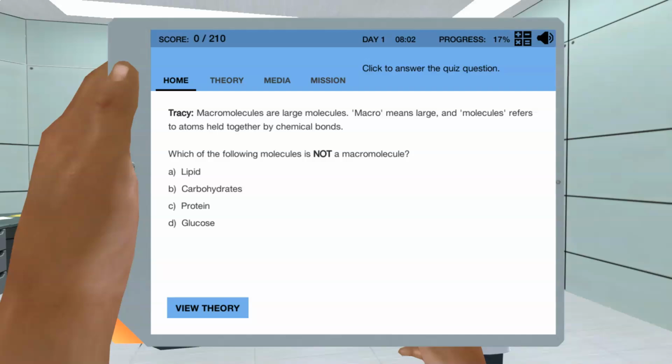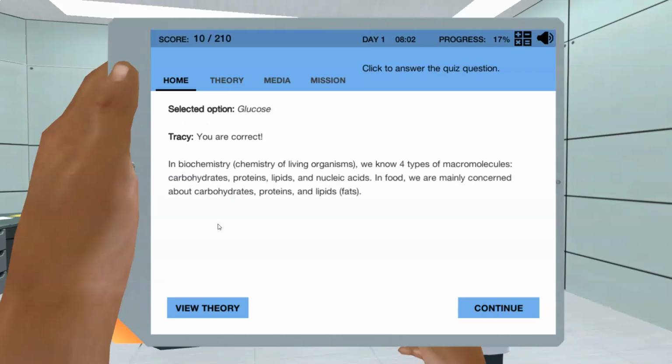Macromolecules are large molecules. Macro means large, and molecules refers to atoms held together by chemical bonds. Which of the following molecules is not a macromolecule? You are correct. In biochemistry, we know four types of macromolecules: carbohydrates, proteins, lipids, and nucleic acids. In food, we are mainly concerned about carbohydrates, proteins, and lipids.